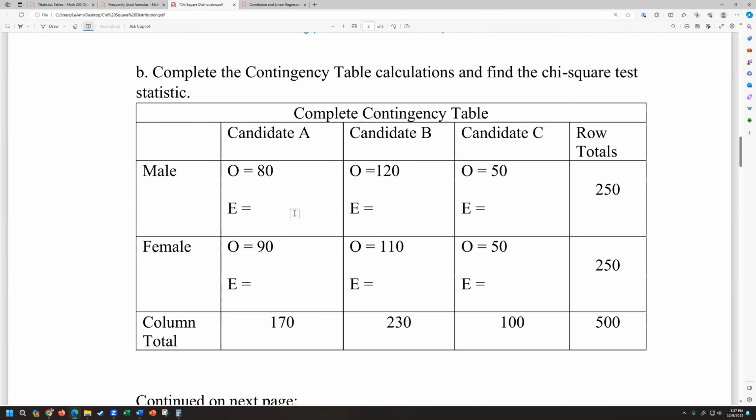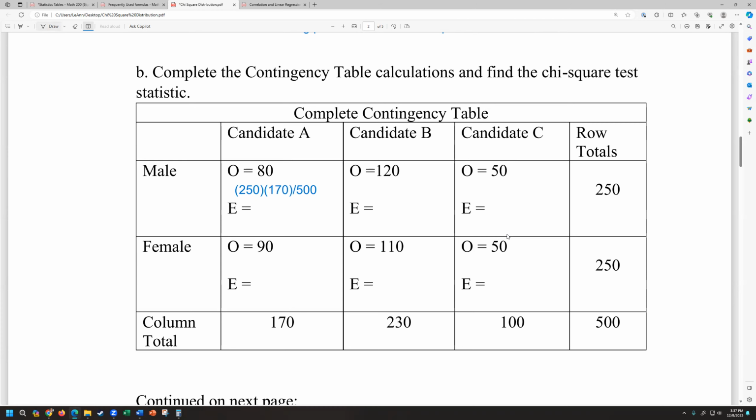So I've already got the table set up for us. Remember, I'm going to show the work for just this first one, and then we can write our answers for the rest. We do our row total times our column total for this specific cell. Notice the row total is 250, the column total is 170, and we divide that by the number of people in the sample. That's how we do all of those individually. You go row by column, and then we divide each one by 500.